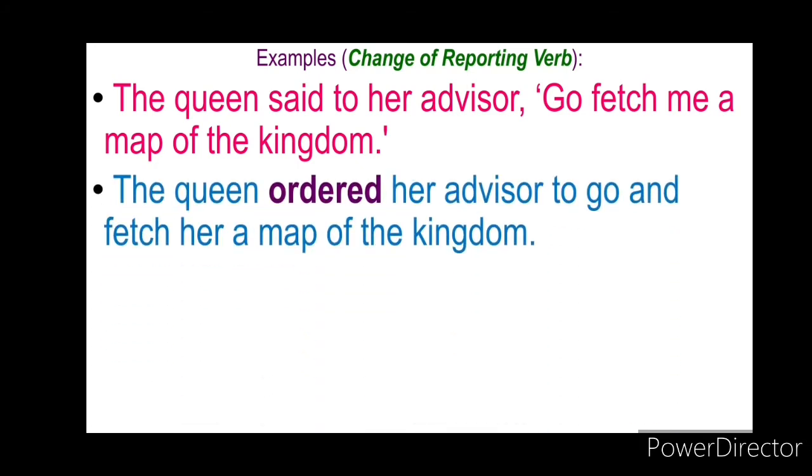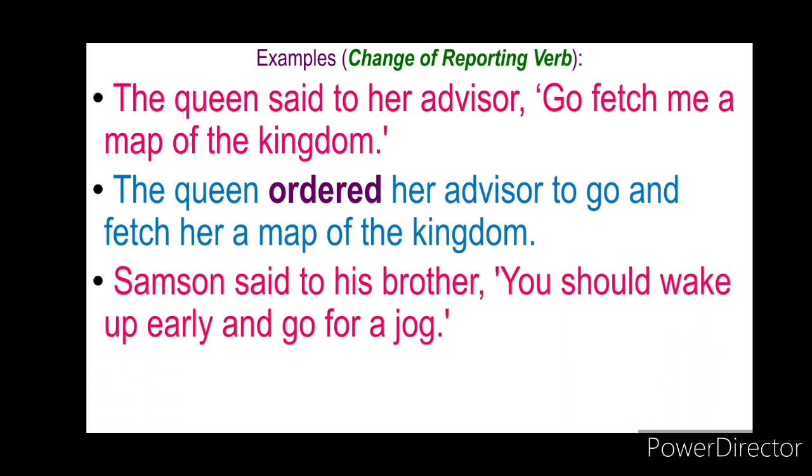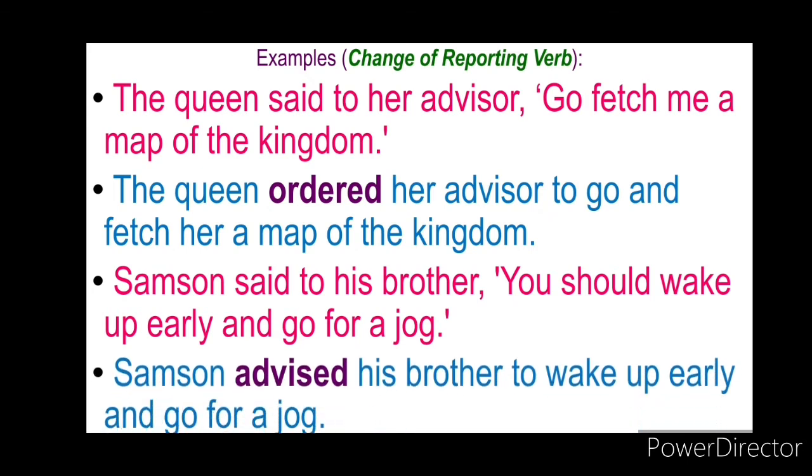In indirect speech, it will be: the queen ordered her advisor to go and fetch her a map of the kingdom. Another example, Samson said to his brother, "You should wake up early and go for a jog." Samson advised his brother to wake up early and go for a jog.